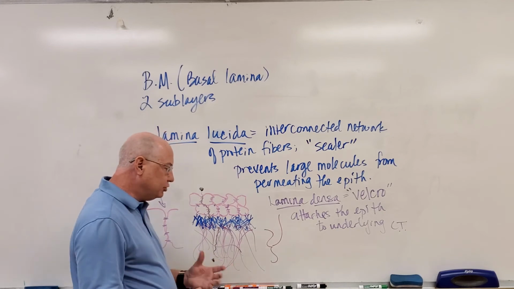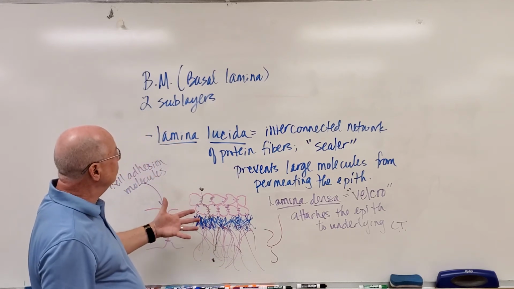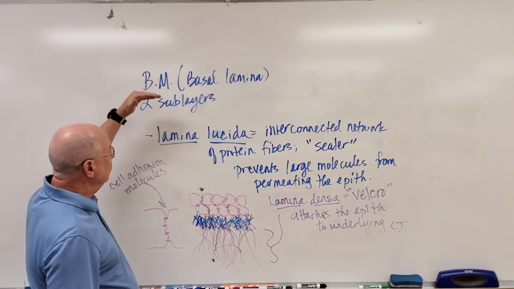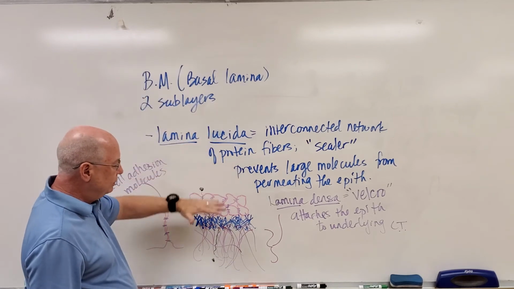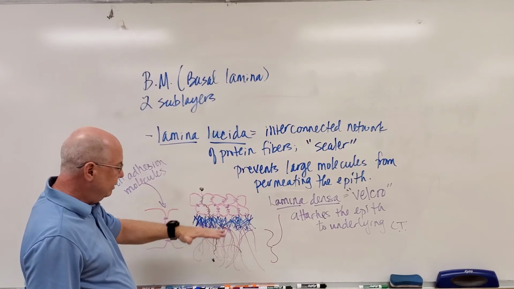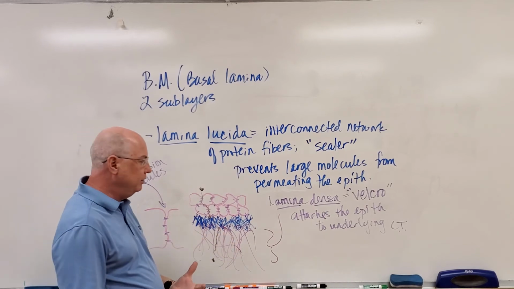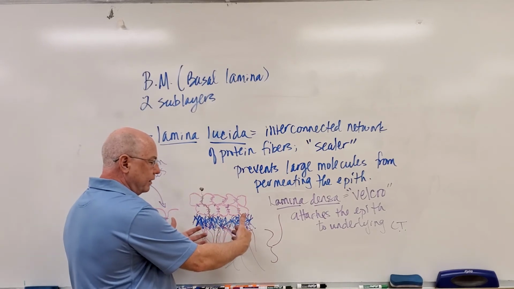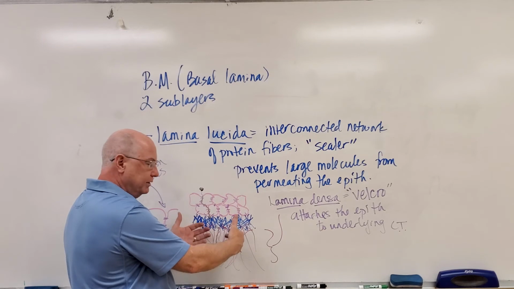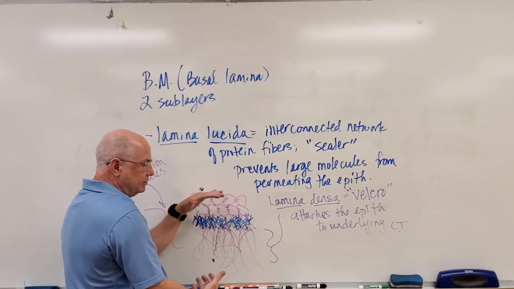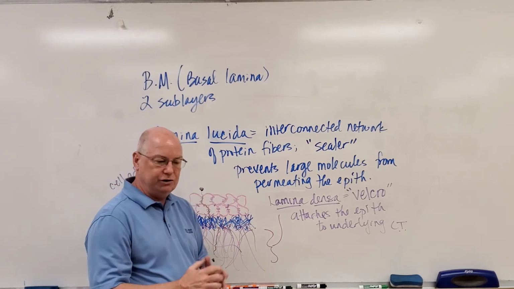Anyway, so I wanted to get through this stuff with you in this first video. We have the basement membrane with its two layers, the lamina lucida, the sealer, and the lamina densa, the Velcro, that prevent molecules from penetrating the body and also help attach the epithelium to the underlying connective tissues.